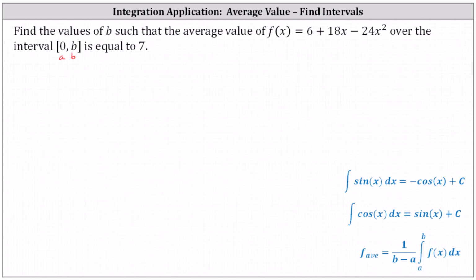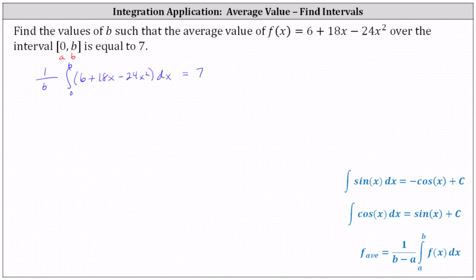So the average value of the given function over the given interval is equal to 1 divided by b minus a, which is b minus 0, which is b, times the integral from 0 to b of the given function, 6 plus 18x minus 24x squared, integrated with respect to x, and we know this is equal to positive 7. And now we'll evaluate the left side of the equation.